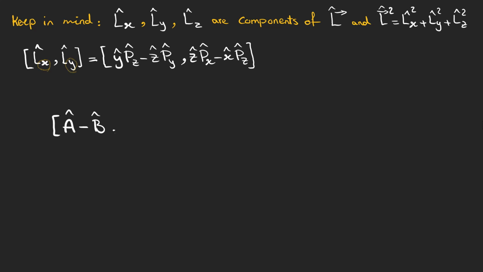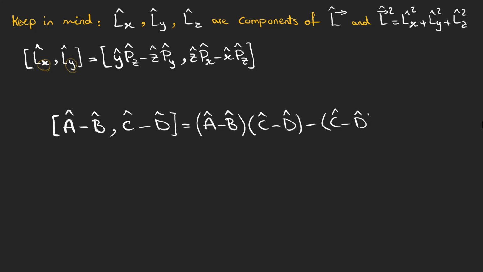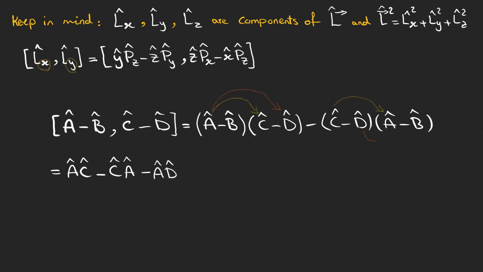So if we have a commutation relation like this, we can write it as (a minus b) times (c minus d) minus (c minus d) times (a minus b). Now let's calculate this. We have ac minus ca, then we have minus ad, then we have da, and so on.